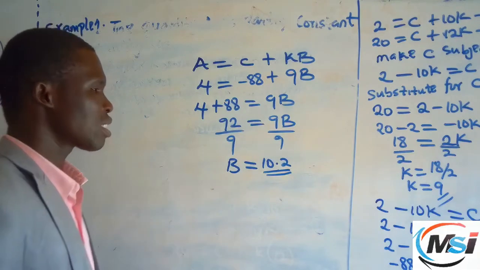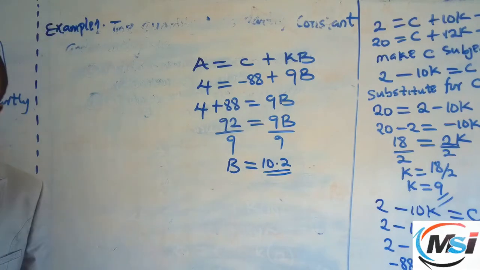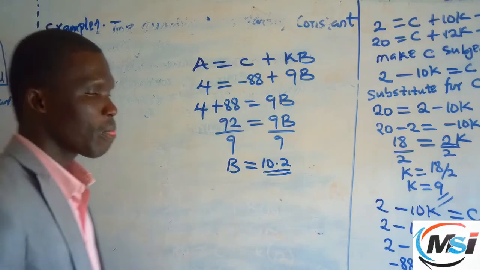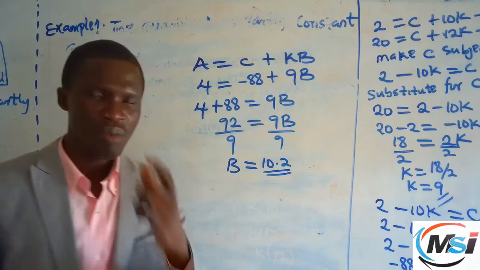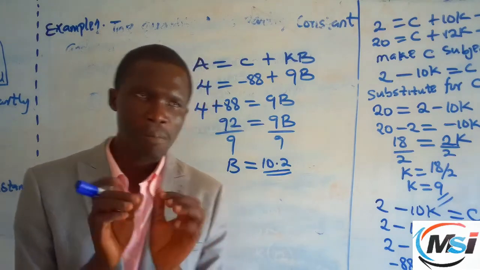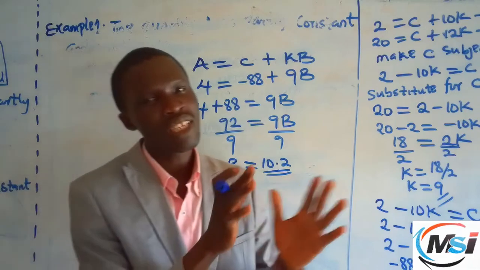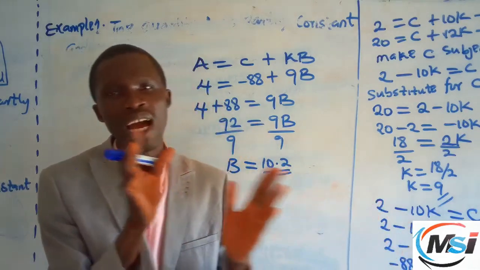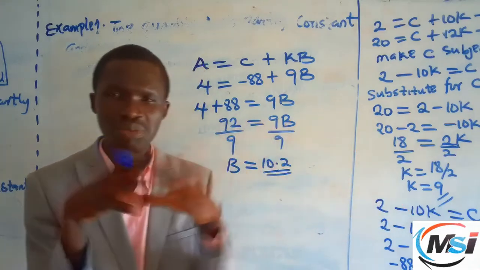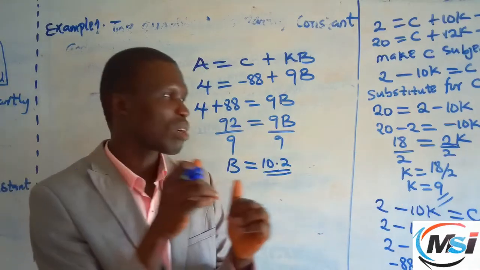I believe you understand, and in case you find it difficult, always go through this video and you will discover that it's very simple. Before I go, I want to give you another one that is in line with inverse and in line with partial. We are going to bring the two together. So that's what we are going to do now.